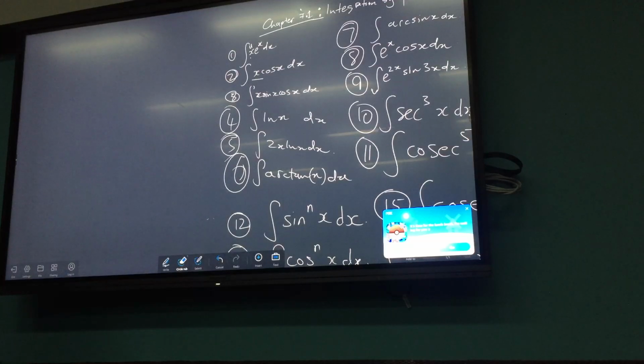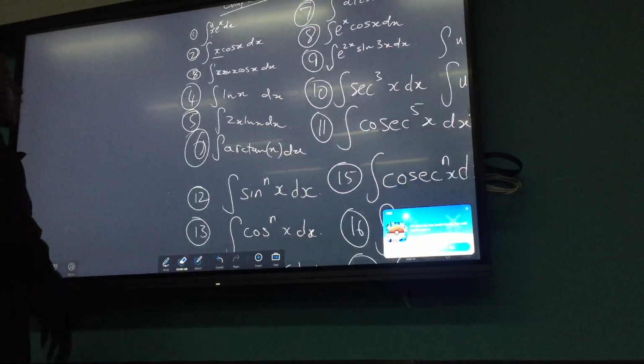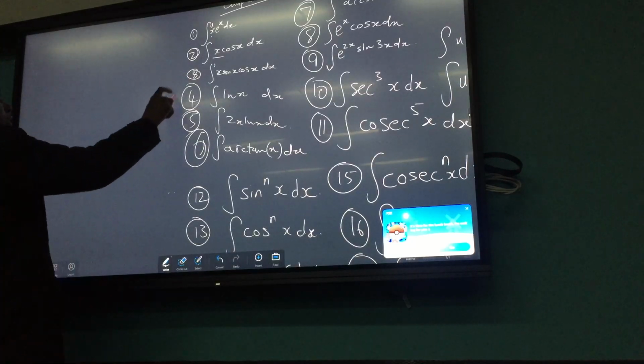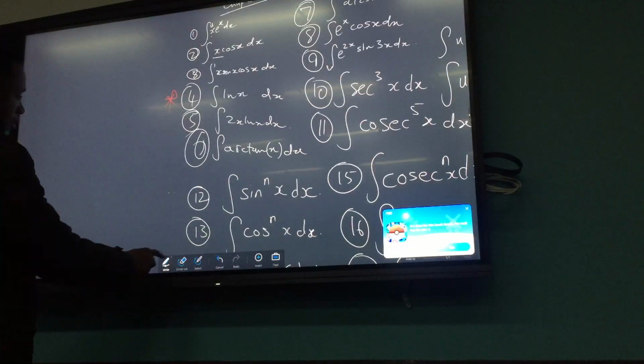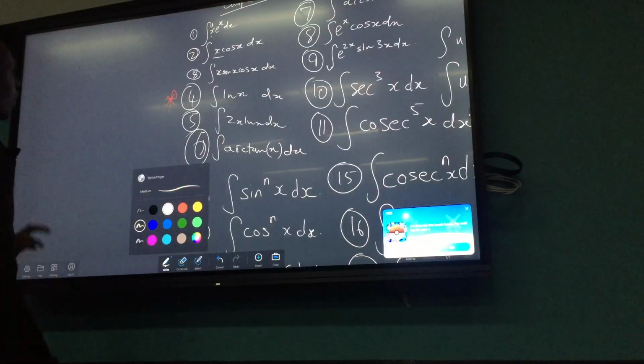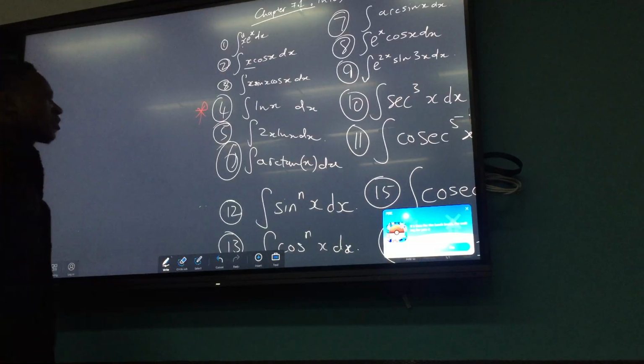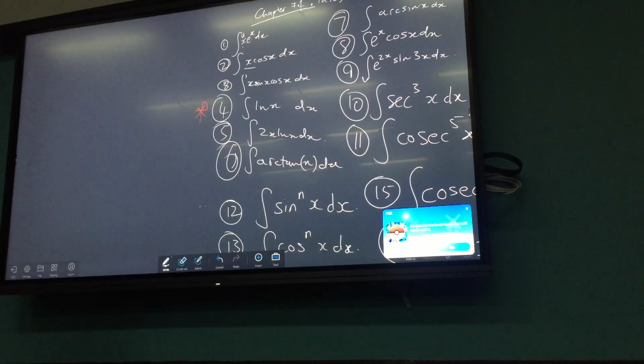Okay, so now I want to look at example 4, which is this one here, right? On that one there, that's ln x dx. So it looks like it's just one function that we have there. This is actually a special case. We have a way of solving integrals for ln.